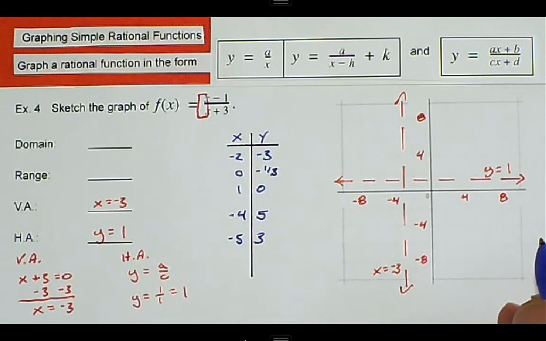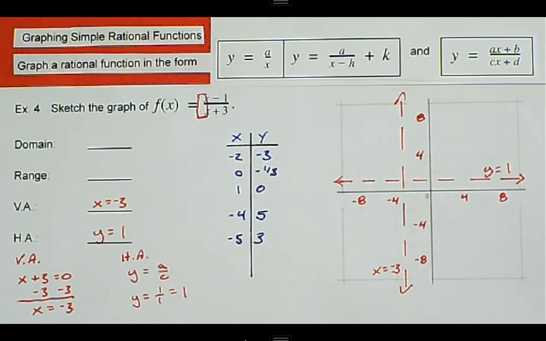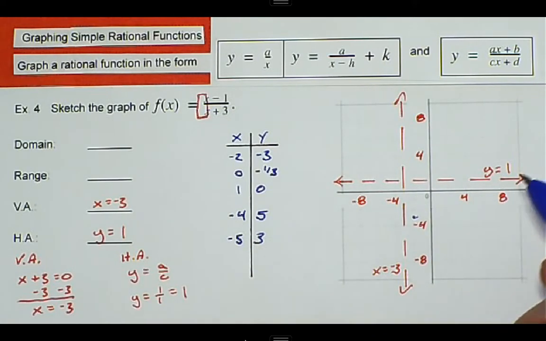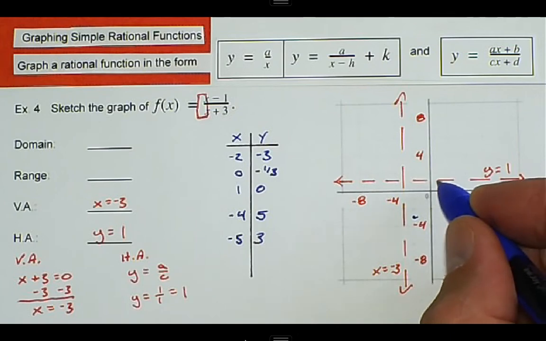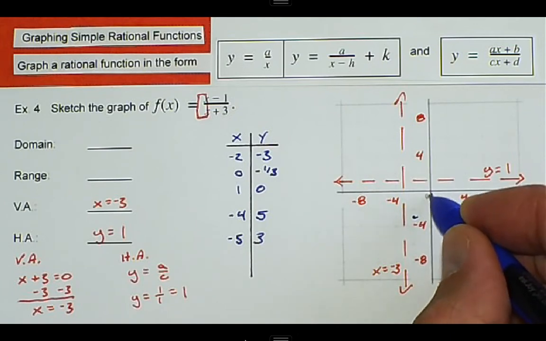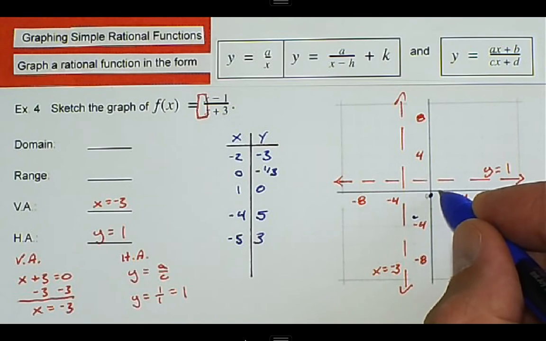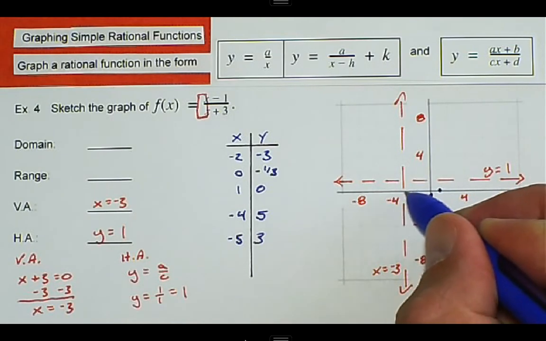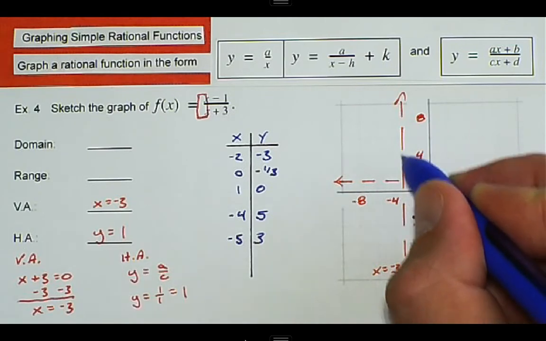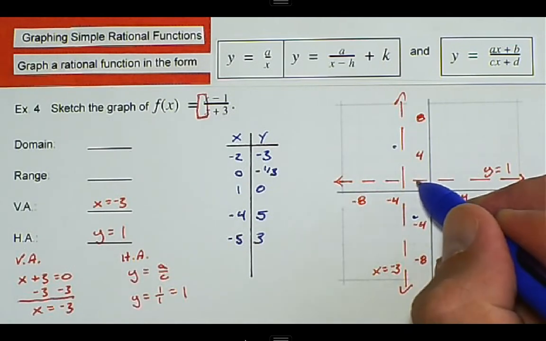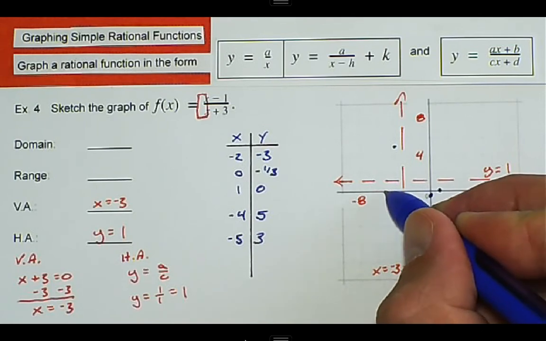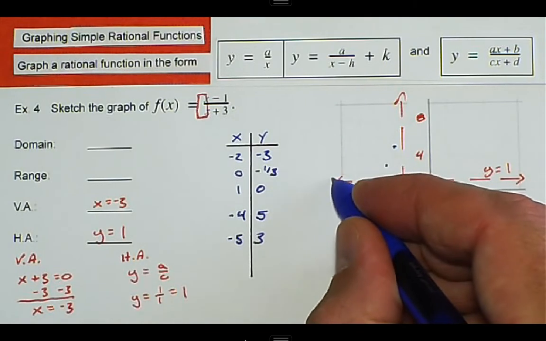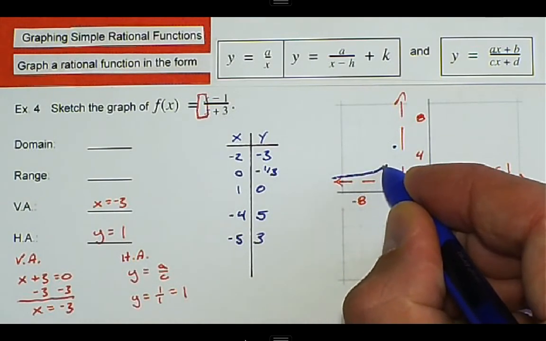So we can plot these points and get a pretty good graph of what it looks like. So (-2, -3) is right here. (0, -1/3), so 0, and then 1/3 down there, and (1, 0) is right there. Next we have (-4, +5), and (-5, -3), which is right there, and then we can sketch our graph as we get close to the asymptote but don't actually cross.